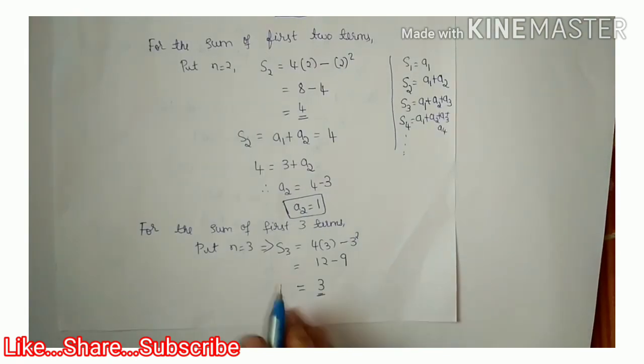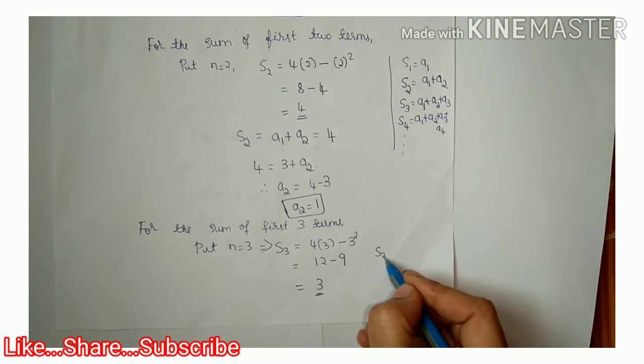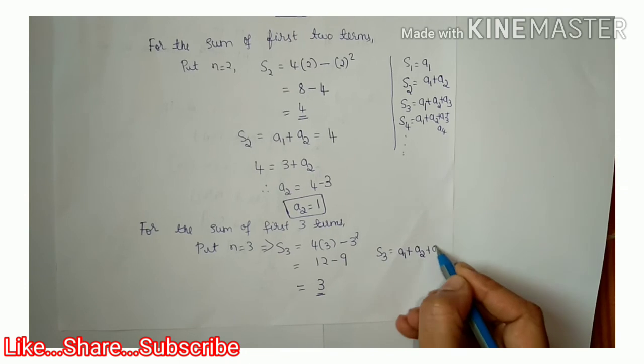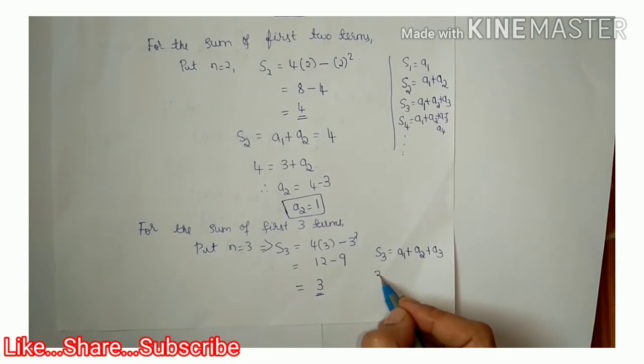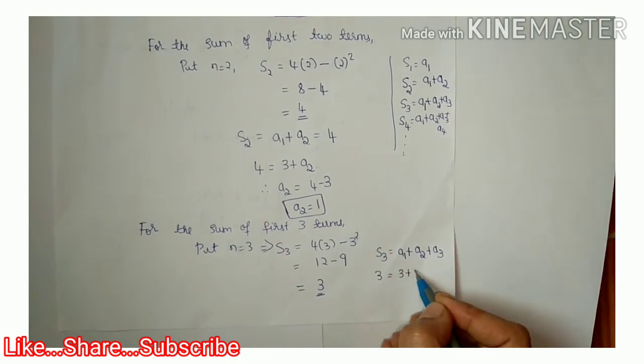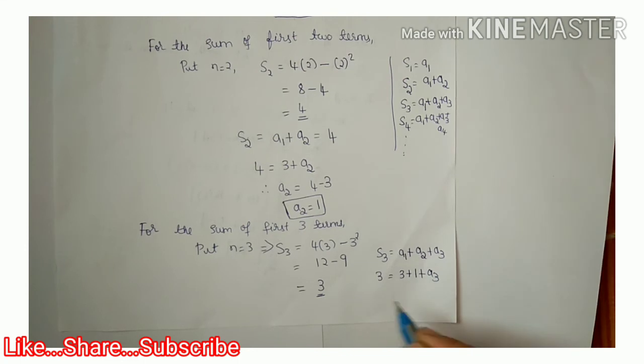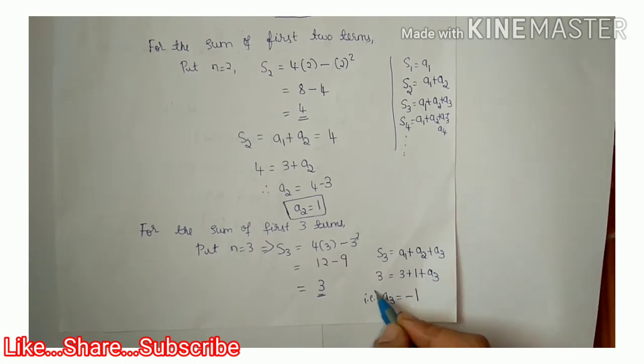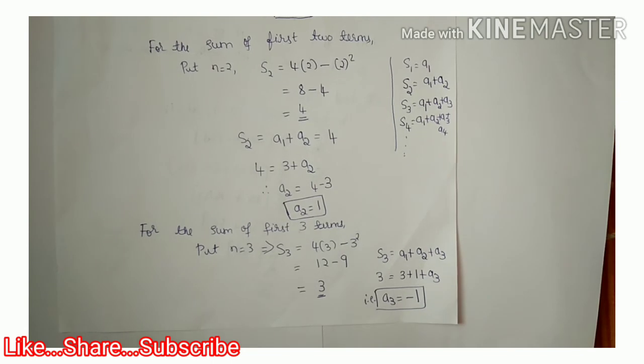Here we know S3 is equal to A1 plus A2 plus A3, the sum of the first, second and third term. S3 is 3, so 3 equals A1 (3) plus A2 (1) plus A3. Therefore A3 is equal to 3 minus 4, which is minus 1.